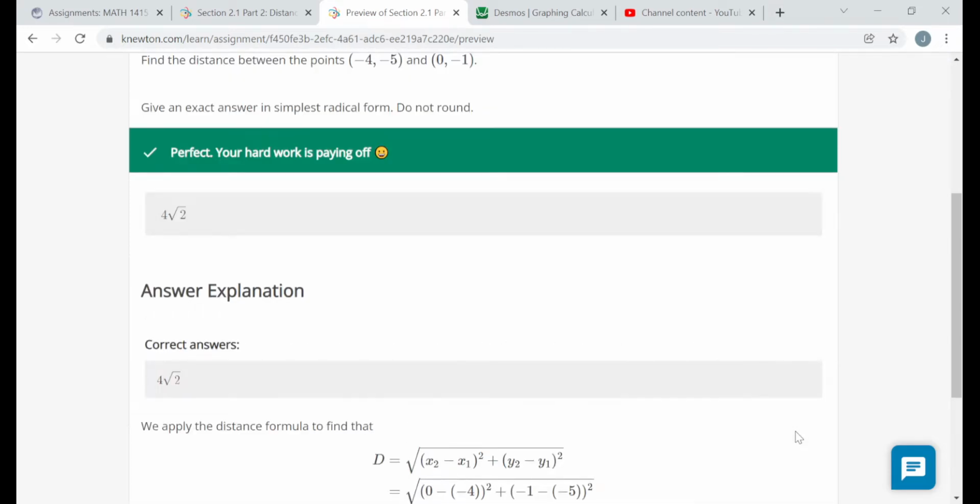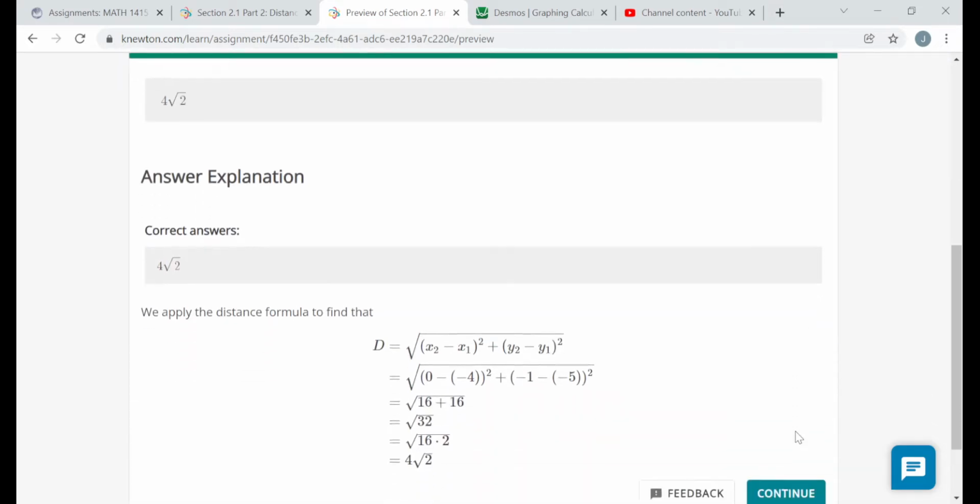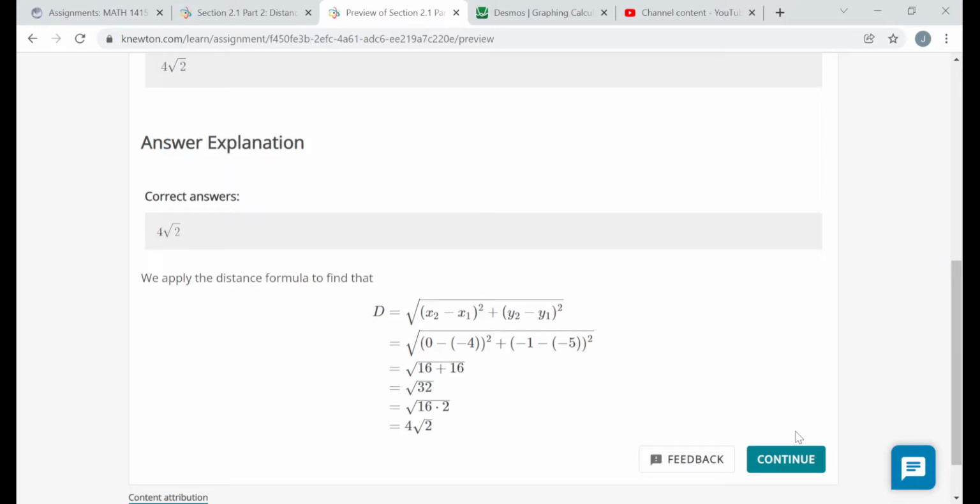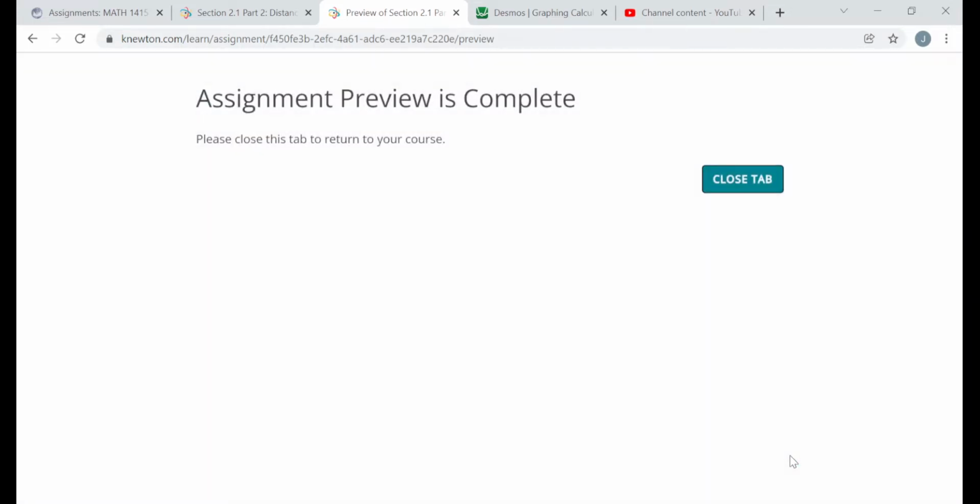Great. And again, you can draw a picture of a right triangle if you want. Find the horizontal leg, the vertical leg, use the Pythagorean theorem, or, like I've been doing here, just pop it into the formula. Alright, and that should be it for this preview of this assignment.